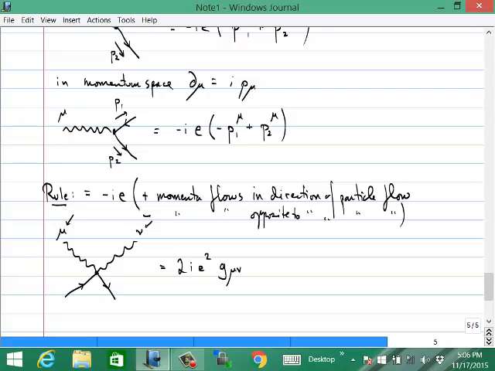So in fact, people give a name to this. They call this the seagull diagram, or the seagull vertex. I think it's supposed to look a little bit like a seagull, but I'm not quite sure. It doesn't really look much like a seagull to me. Good. Okay, so these are the Feynman rules in scalar quantum electrodynamics.